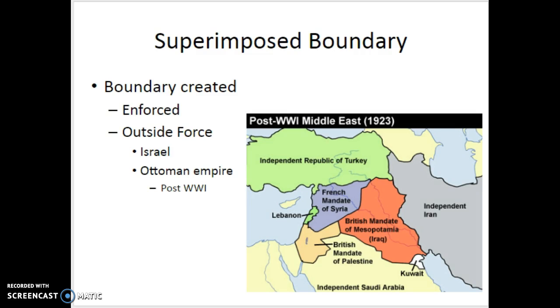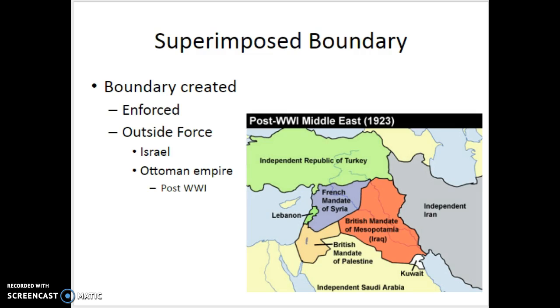All right, and the last boundary I want to introduce is superimposed boundaries. Superimposed, think about putting something on top of something that already exists. It's a boundary that's created, and usually it's enforced by an outside force. Some examples of superimposed boundaries: I know in class, one of our case studies is going to be focused on the question of whether Palestine should be an independent nation, and Israel was a territory, or I should say a state, that was carved out of the area of Palestine, which is a superimposed boundary, and we're still faced with the geopolitical consequences of that.